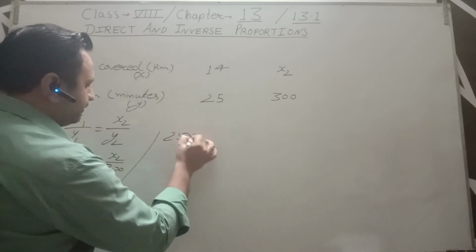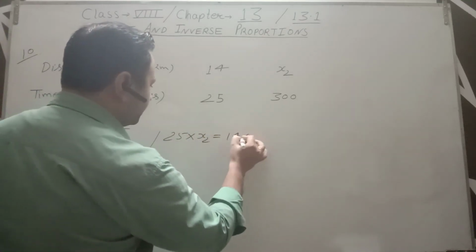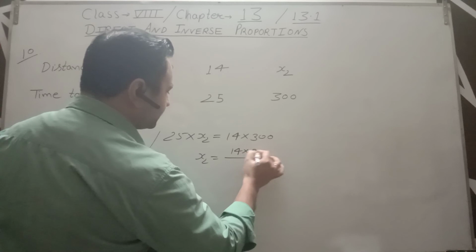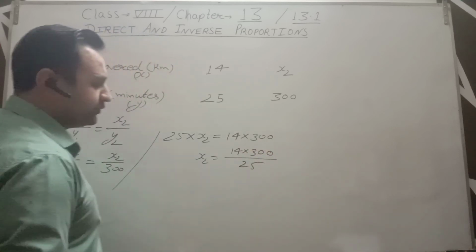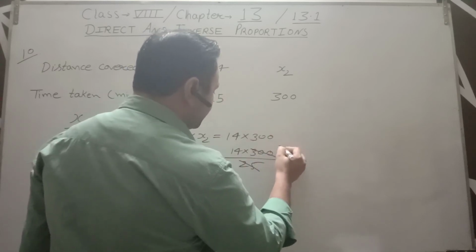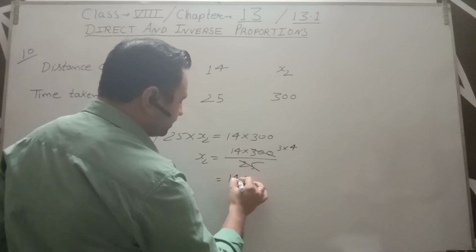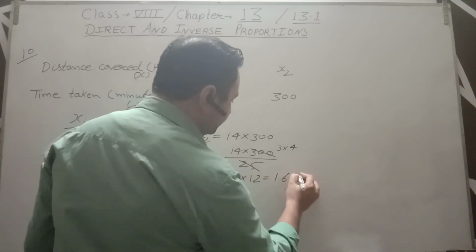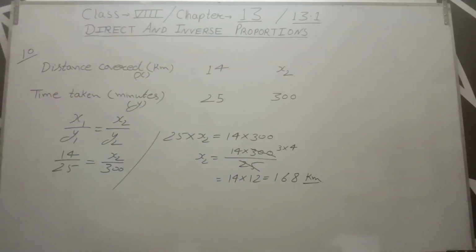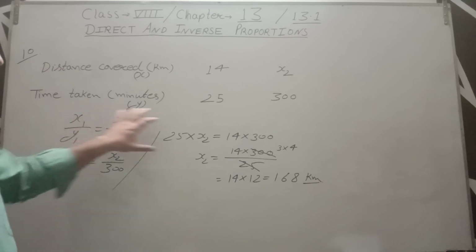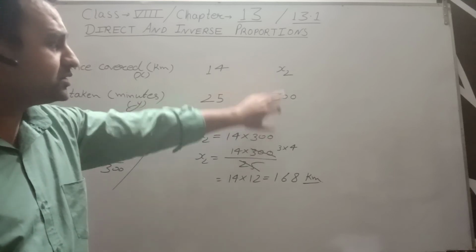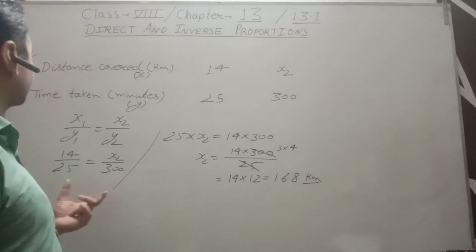So 25 multiply x2 is equal to 14 multiply 300, and the value of x2 is equal to 14 multiply 300 upon 25. 25 and 300: the value we obtained is 3 multiply 4. So 14 multiply 12, it means the value is 168 kilometer. So we can say that if the speed remains the same, then in 5 hours the distance covered is 168 kilometer. So I hope question number 10 is also clear.